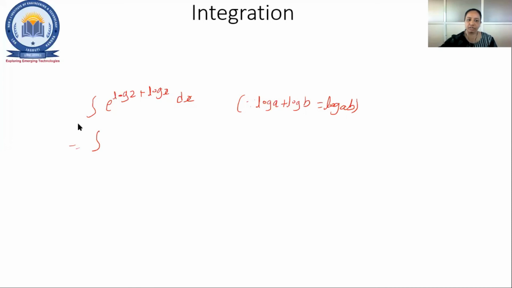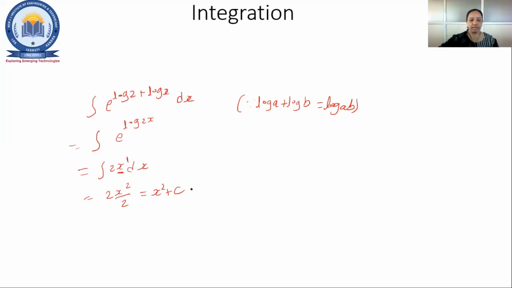Is there any doubt in that? Just you need to write e raised to log 2x. And 2x, that means you can write the same as the previous one, 2x dx. Now you know the integral of x is x square by 2. Here it is power 1. So it is nothing but 2x square divided by 2. So obviously your answer will be x square plus c. Okay, done? Doubt?